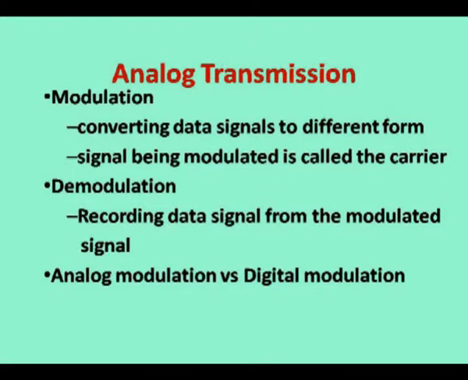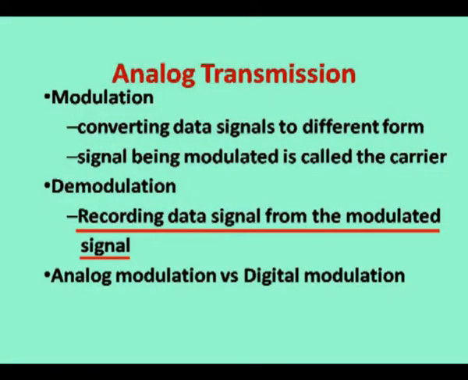So it is called a carrier signal, and some characteristic of this carrier signal will be changed, which is why we call it modulation. Modulation basically refers to some change. You are changing something in that carrier signal so that it represents the data. So this is what we mean by modulation.